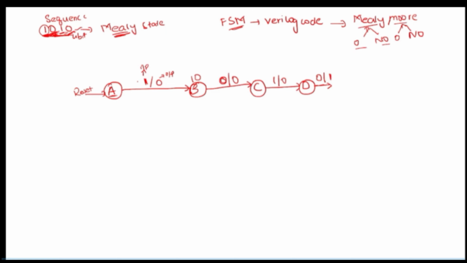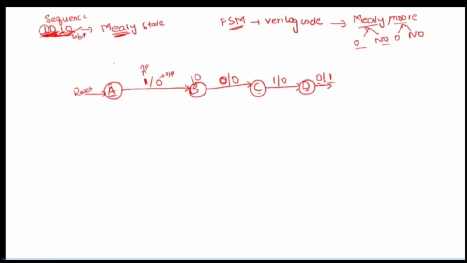I'm explaining it one more time. When A receives 1 bit, it will be moving to B. And when B receives 0, because after 1 it is 0, it will be moving to C state. And when C receives 1, it will be moving to D state. And when D receives 0, then the output will be activated, like the output will be 1. Until the last state is 0, the output won't be 1. Clear?